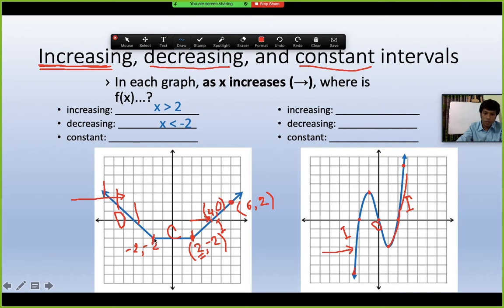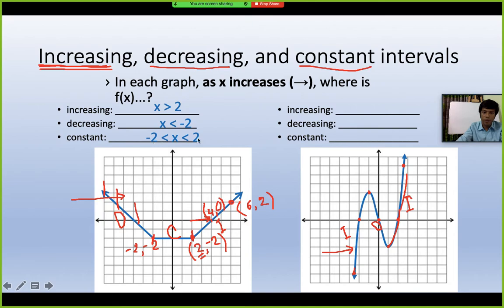And between minus 2 and plus 2, the graph is constant. Another important thing, notice there is no equal to sign, because at that point, at 2, the graph is not increasing or decreasing. From minus 2 to 2, this part of the graph is constant. And in this graph you will see two parts increasing, here and here, and decreasing is from here to here. So decreasing is from minus 1 to 1, and there is no constant part in this graph.